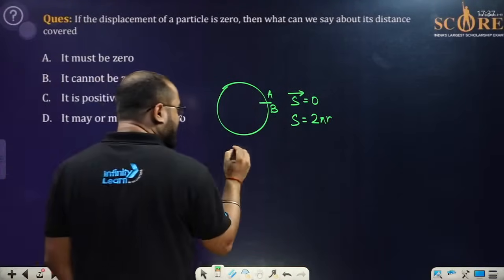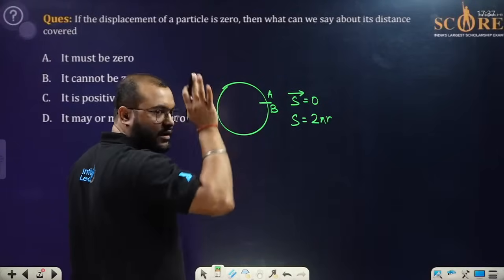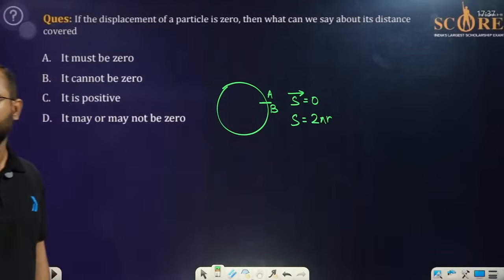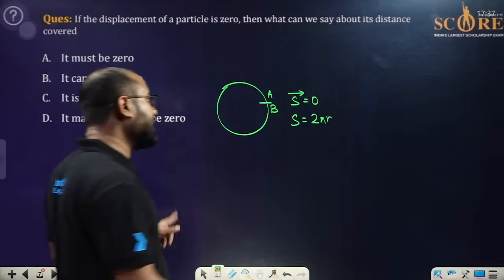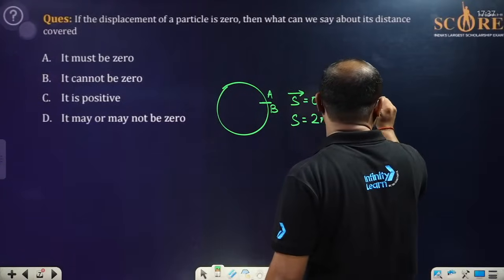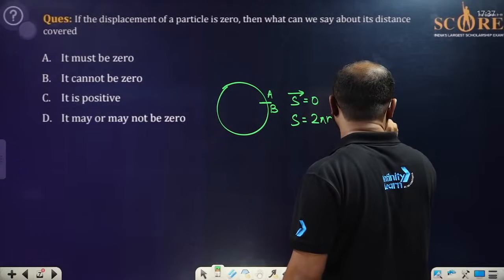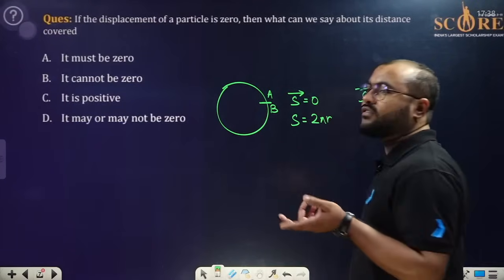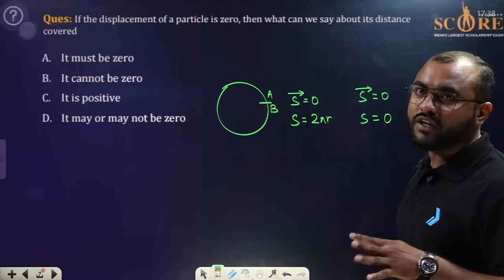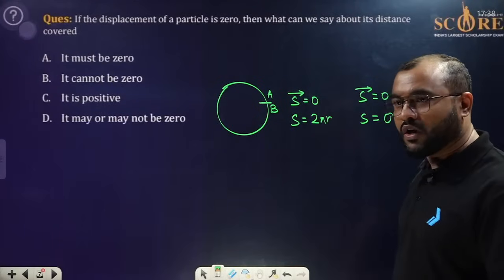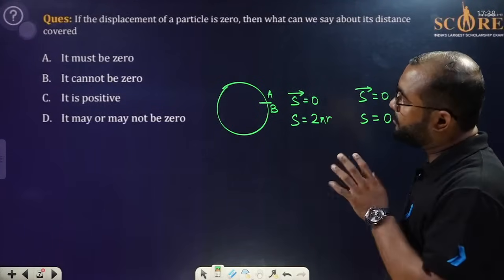The second case is, suppose that the body hasn't started yet. It is not moving at all. Because displacement is 0, we cannot say whether the body is moving or not moving. So that is the second case. If the body is not moving, in that particular case, the displacement will be 0 and the distance is also 0. So in this particular question, we cannot say what is happening with the body. We should know whether the body is moving or not.